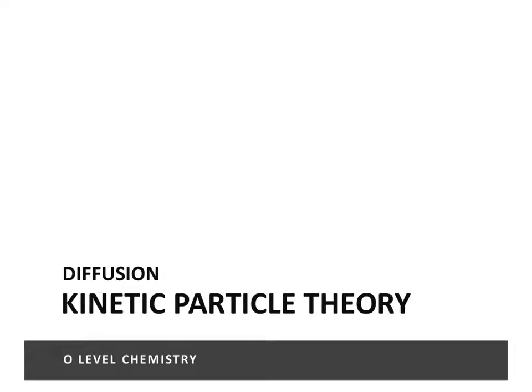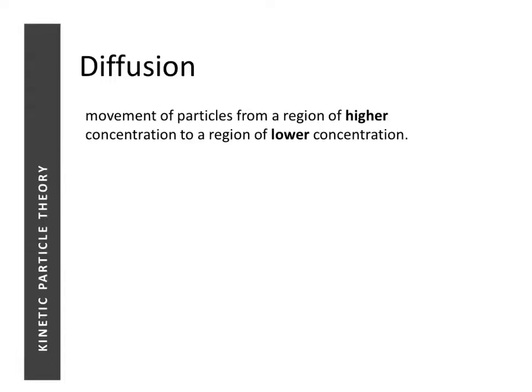Now in this video, we're going to look at the movement of particles from one region to another. The name given to the movement of particles is known as diffusion. Diffusion occurs, or the movement of particles occurs, from a region of higher concentration, that means you have more of that particle, to a region of lower concentration. So it will move from a region where you have more of that particle to a region where you have less of it.